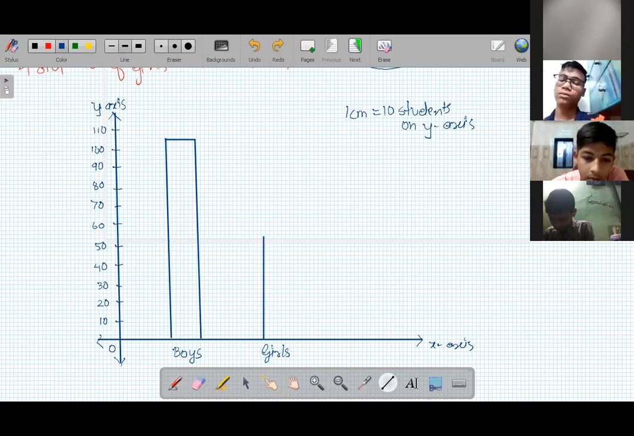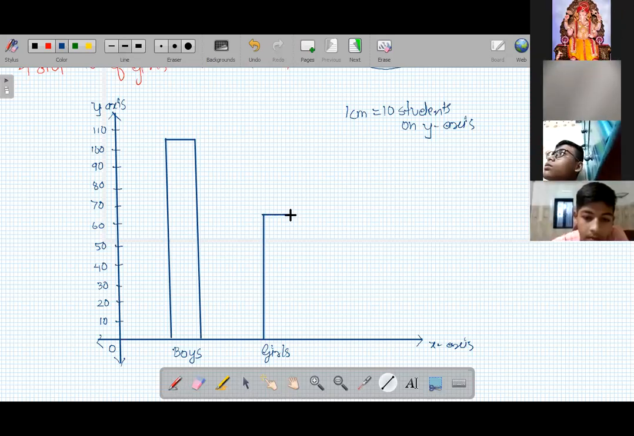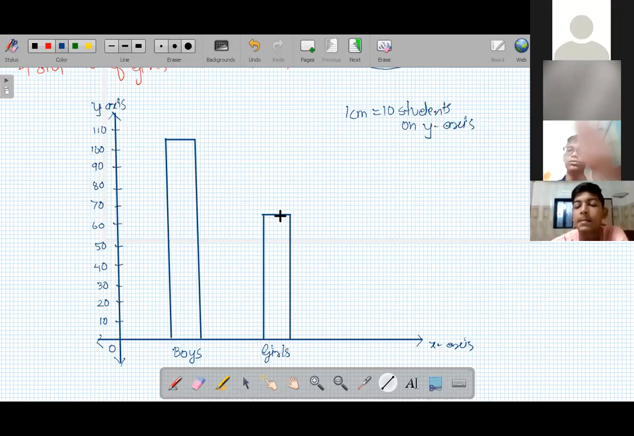You draw the bar up to 65. So this is 60, 65 should be here. See that you count exactly on your graph paper, okay? You'll be able to count 60, 61, 62, 63, 64, 65. So exactly on 65, you draw this bar. Okay, so now we have drawn the two bars for boys and for girls.